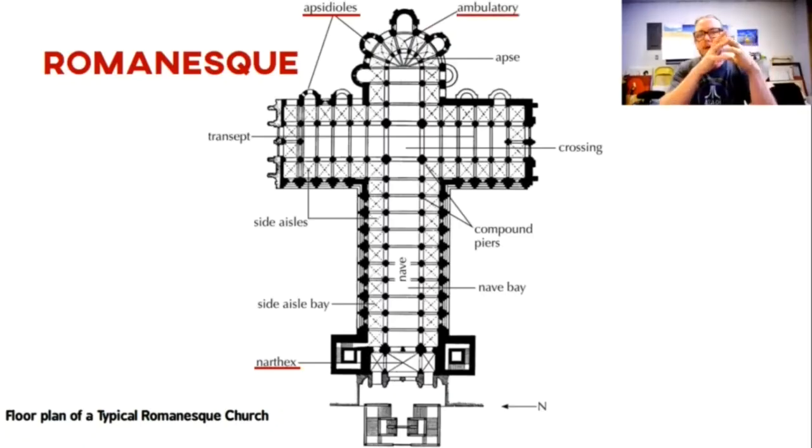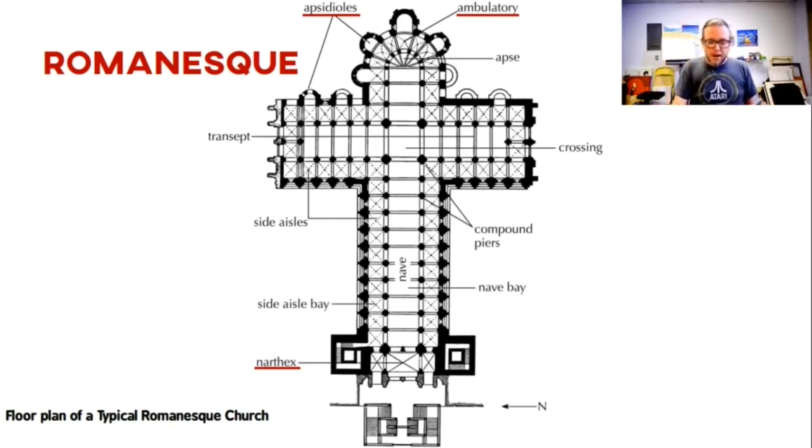And another Romanesque feature. So these are the new features, right? Most everything else is kind of what's mentioned here, the side aisle bay, the compound piers, things like that. The main things that are going to distinguish a typical Romanesque church from the basilicas that came before it are going to be the narthex, the apsidioles, and the ambulatory.